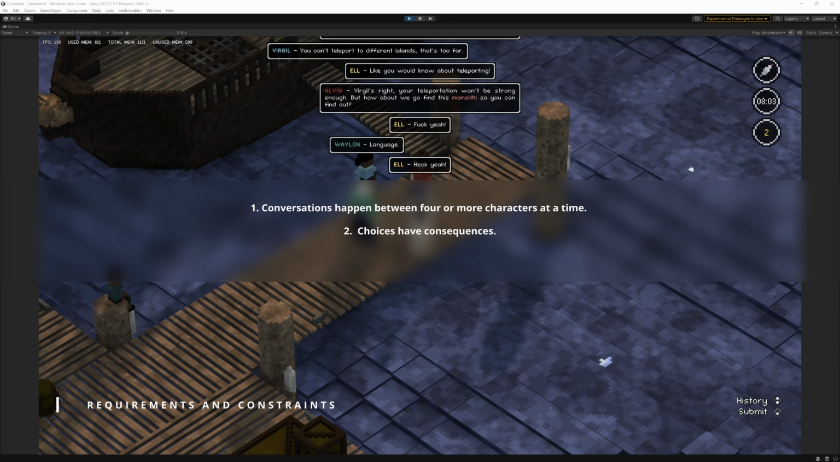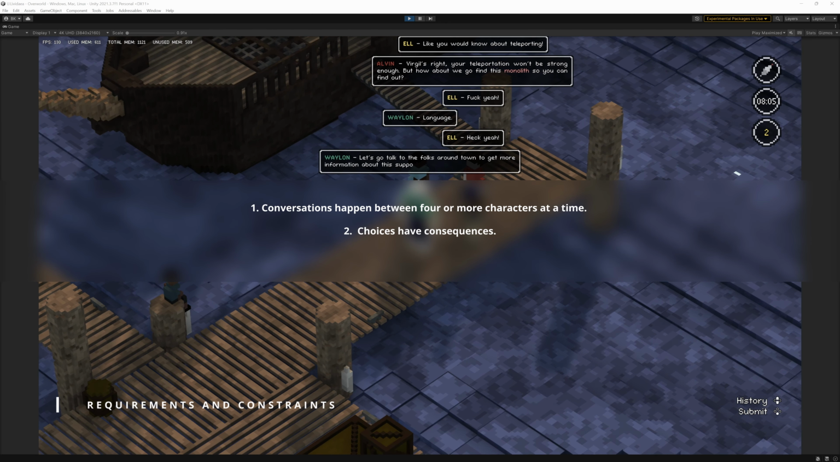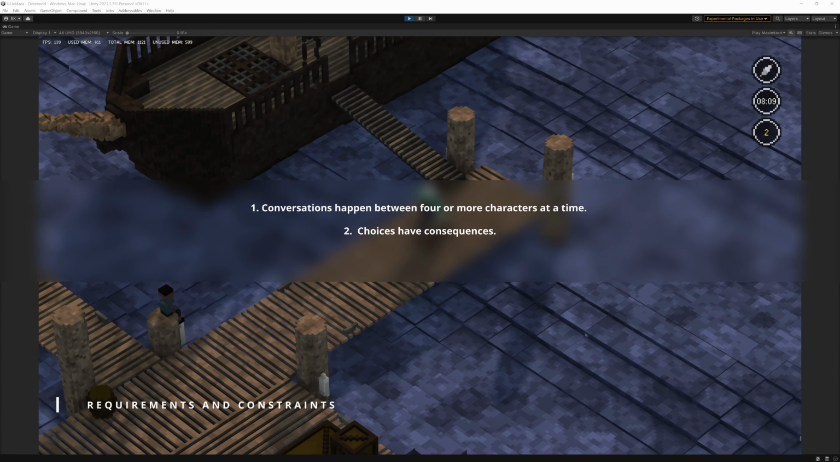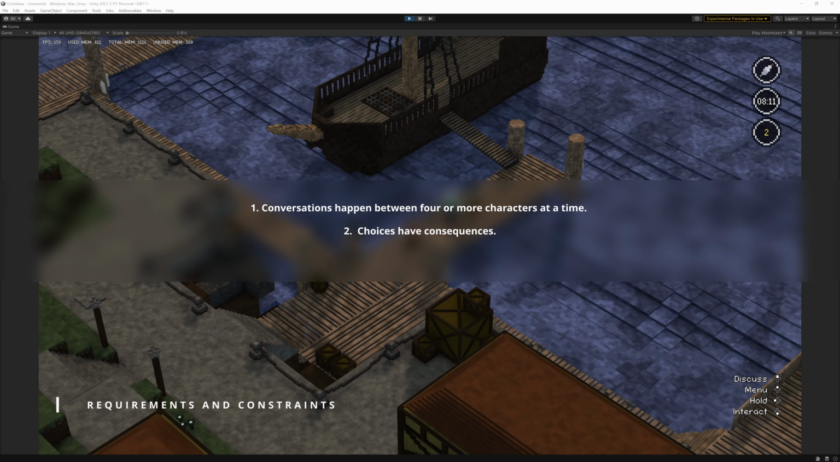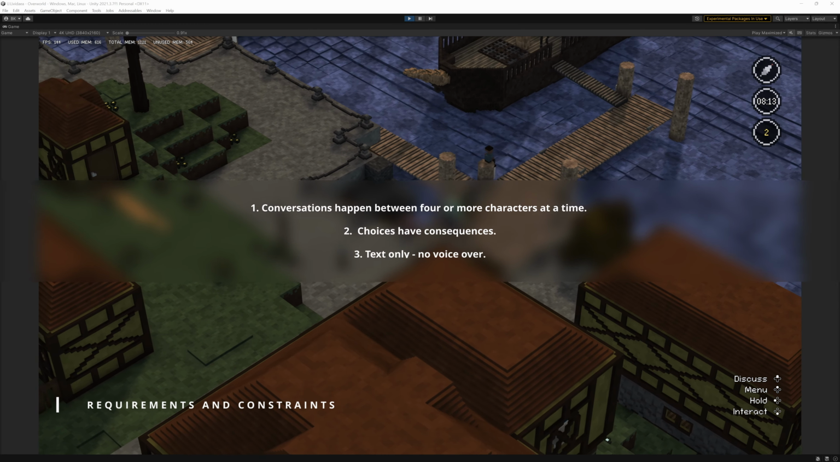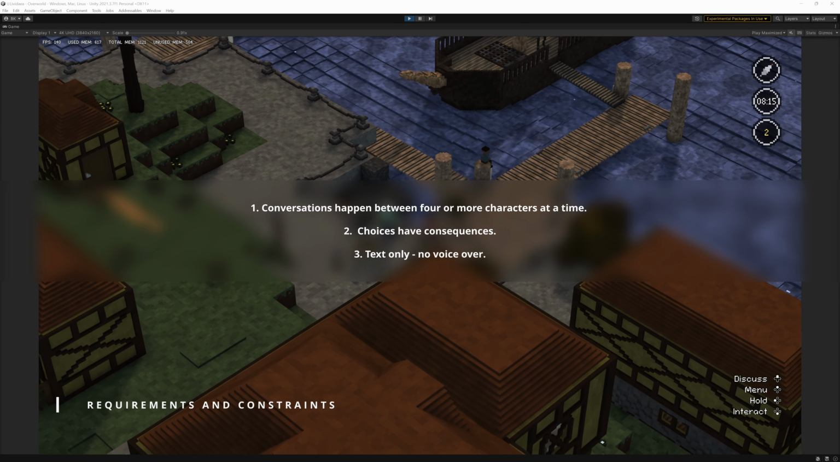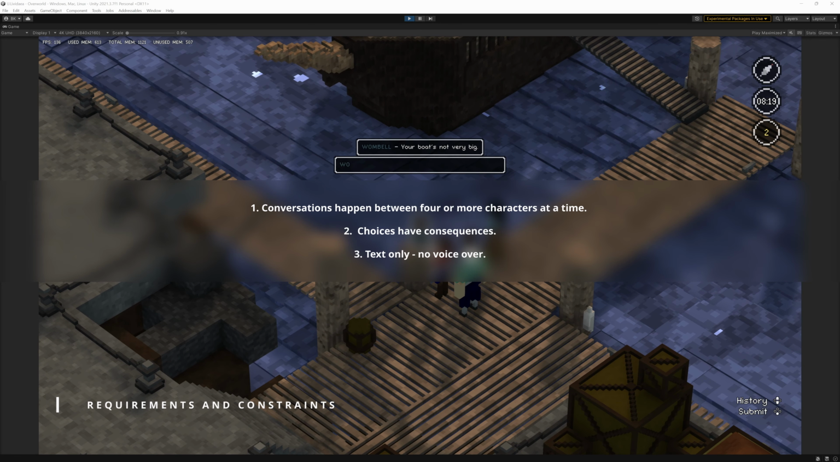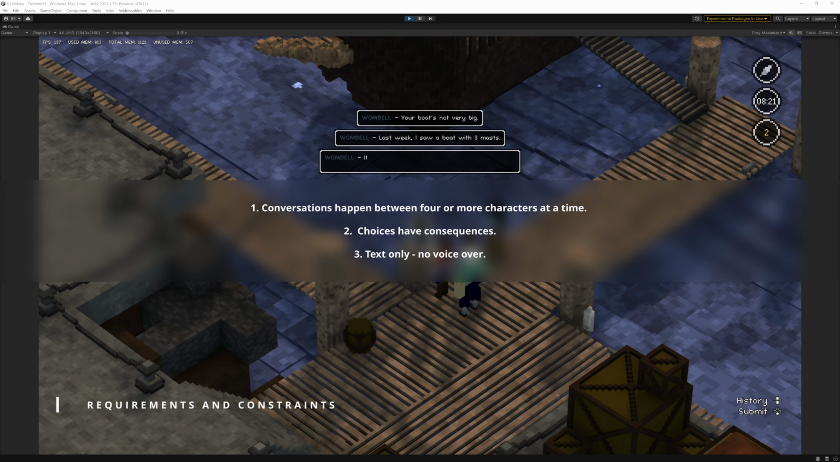2. Choices have consequences. When making choices, the player should be able to review the conversation if desired so they are confident in their decision. 3. Text only, no voiceover. Voiceover is complex and costly for a solo hobbyist developer, so we won't be doing any of that.